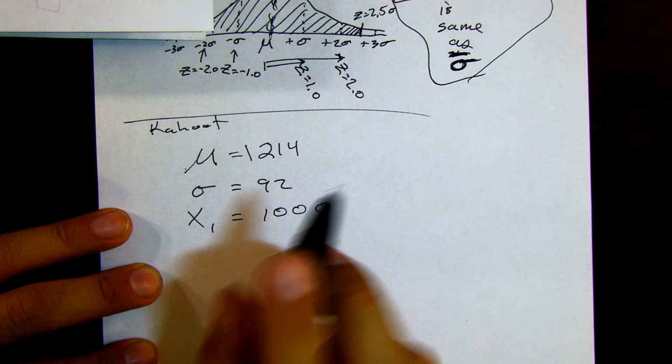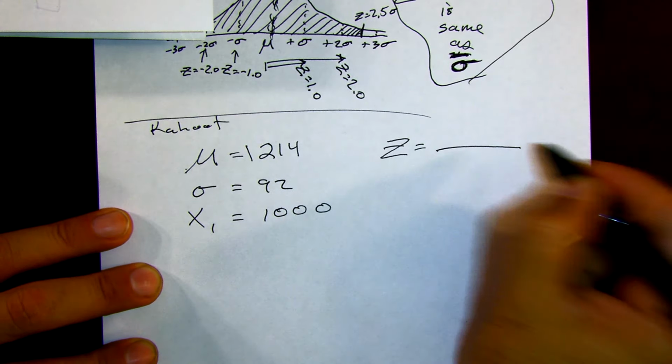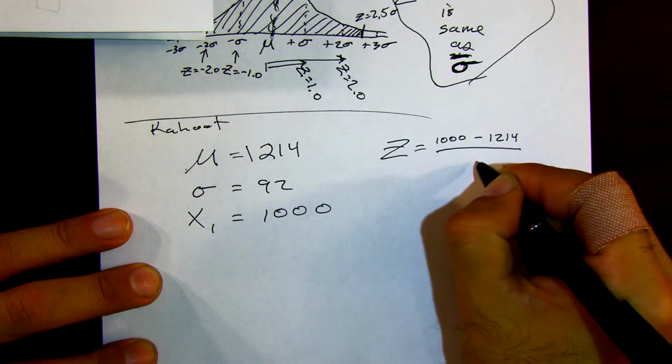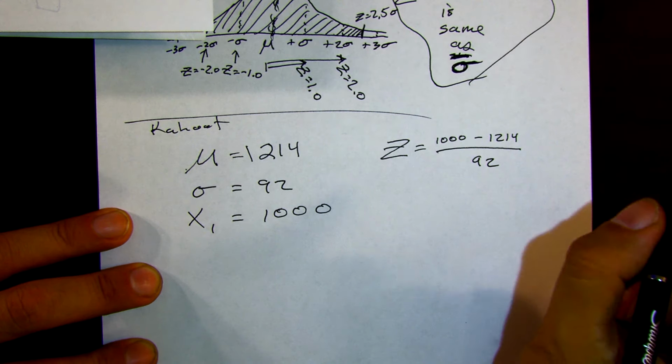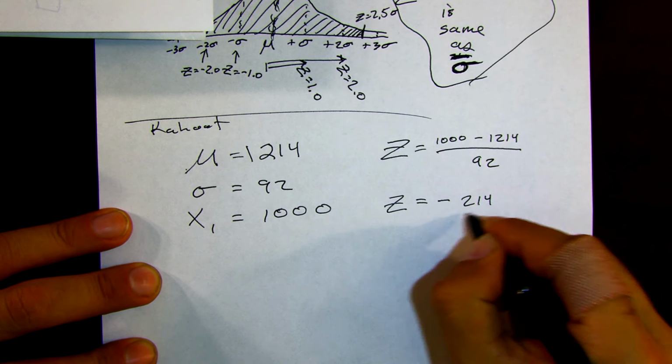So how many standard deviations? How many standard deviations is looking for our z-score? So we set it up with 1,000 minus the 1214 over the 92. And from that, we end up with negative 214 over 92.